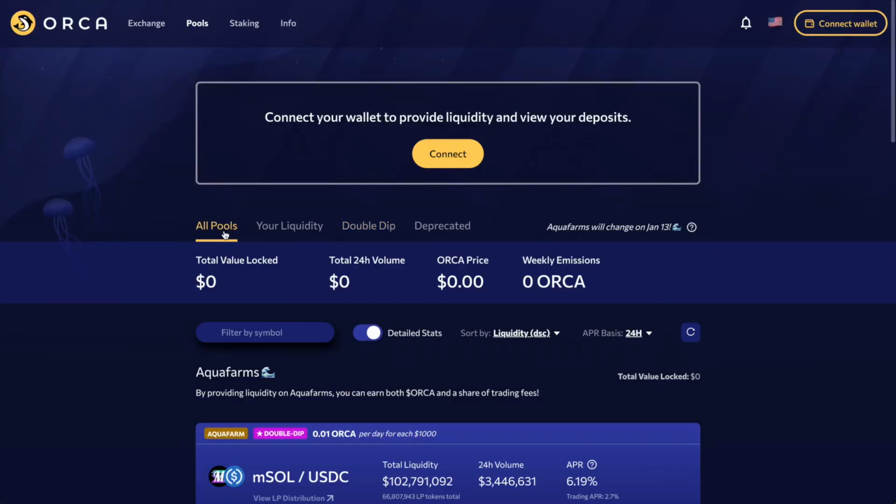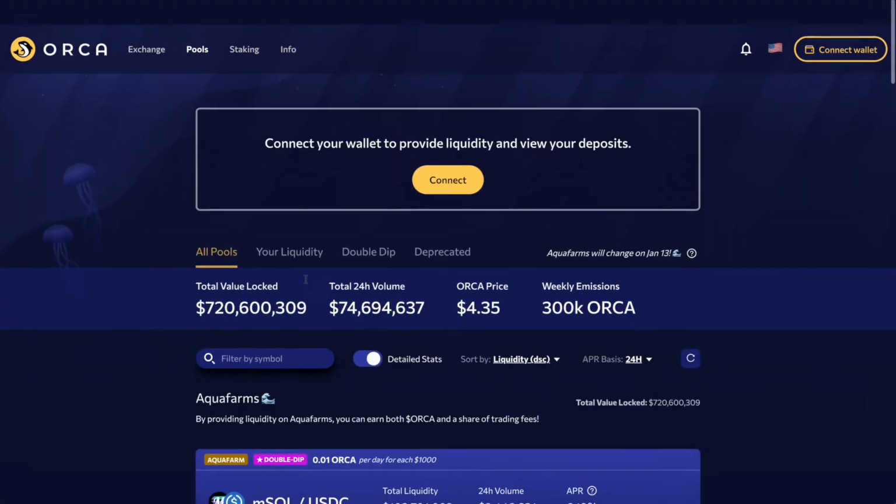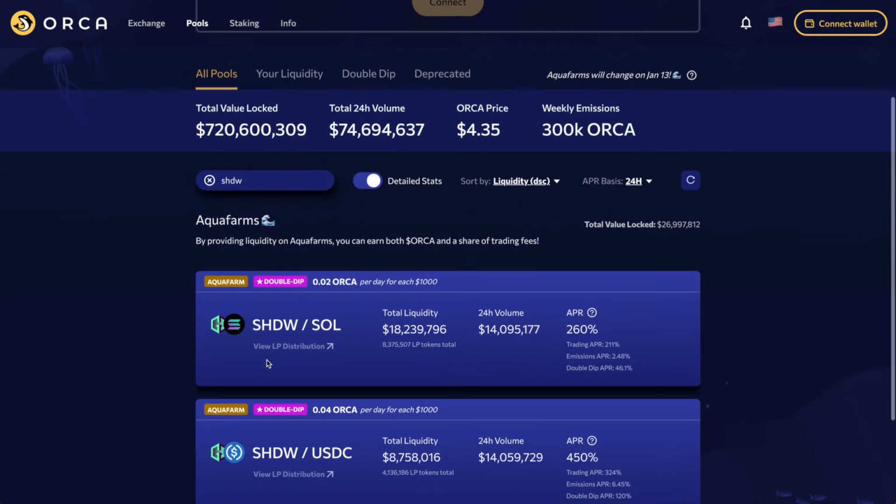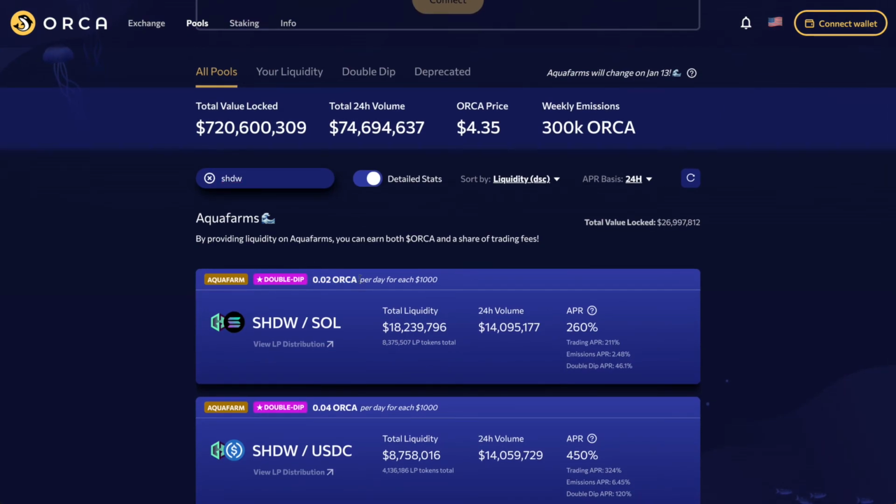So if we go back to all pools and you filter here for Shadow, you can see that you're getting 0.02 Orca per day for each $1,000 in value and 0.04 Orca. So you're not getting a ton of Orca, but you are getting some Orca and some Shadow. Now, you have the risk of a permanent loss.